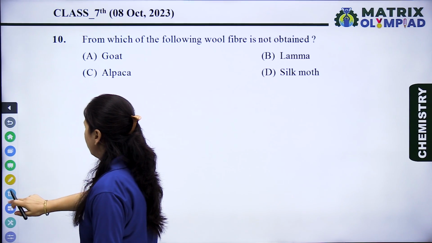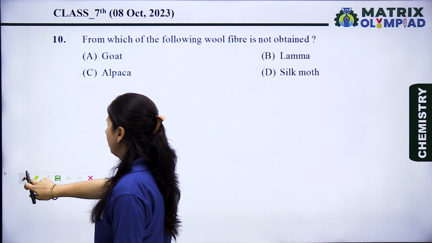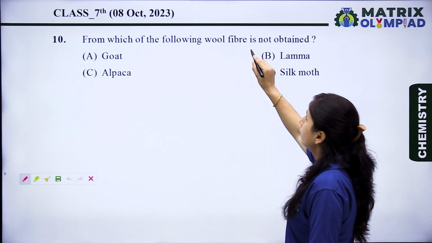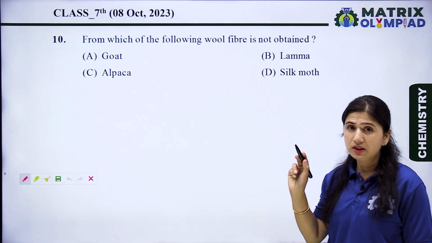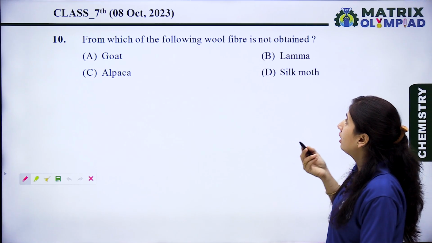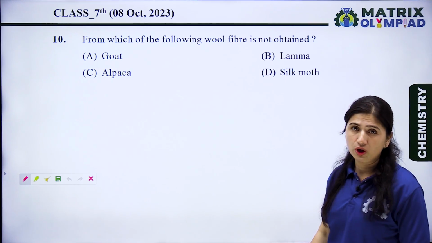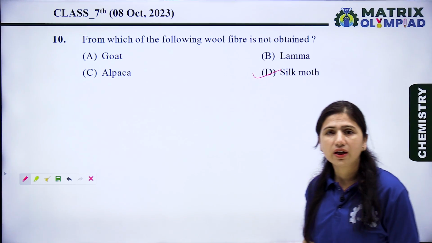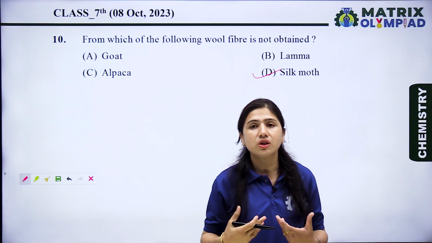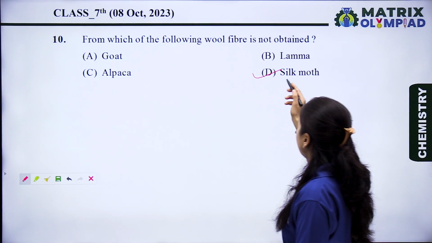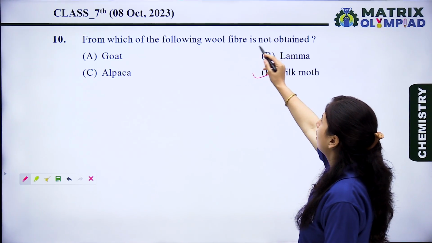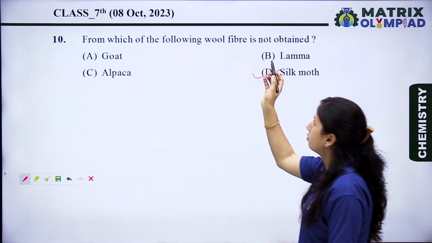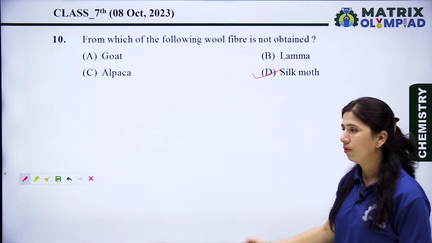Okay, now we read the question again. From which of the following is wool fiber not obtained? Means from which we can't obtain wool. So let's see the option, silk moth. We know that the silk moth produces silk. So from the silk moth we can't obtain wool, and the remaining three options give us wool.